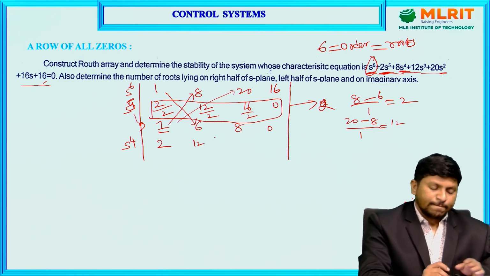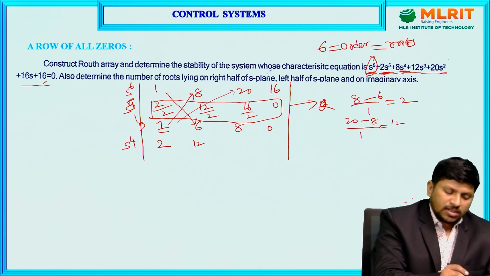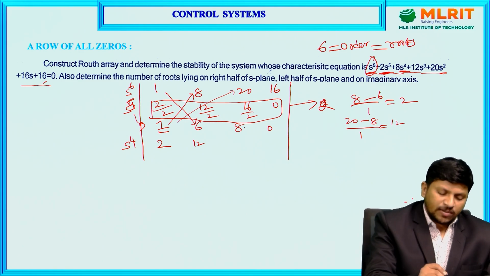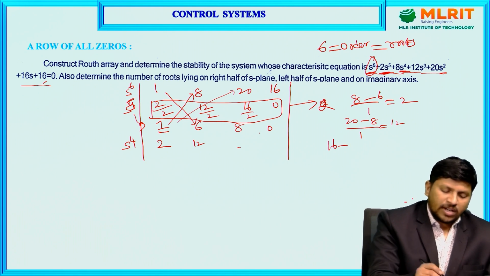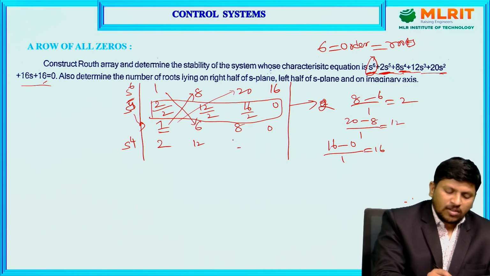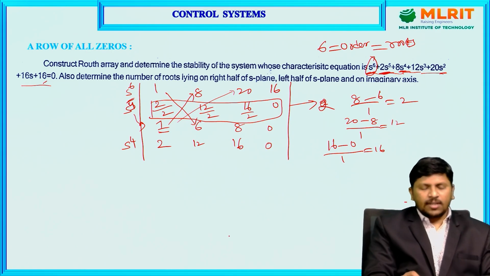Next, for this row element, we just remove this row element and multiply with the next row elements. Next, for this element, remove this one, just multiply with the next row. 1 multiplied by 16 minus 1 into 0, so 16 divided by 1 is equal to 16. So here 16. Are there any more elements here? No element, so directly consider it as 0.